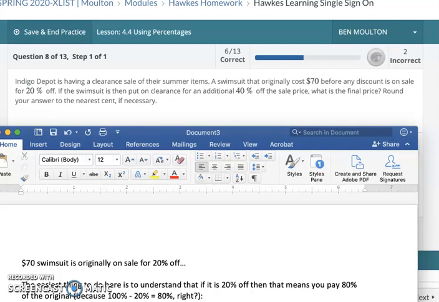20% off. The easiest thing to do is to understand that by taking 20% off, you're saying that the swimsuit is, you only pay 80% of your original price, right?